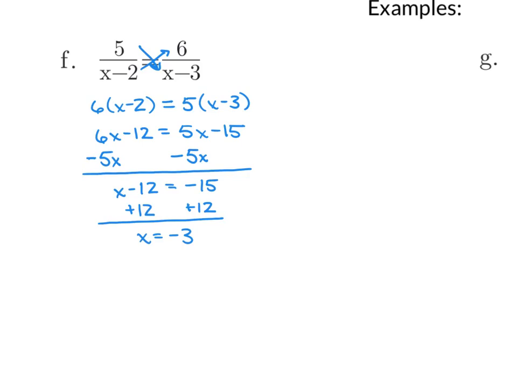All right, check step. Negative 3 minus 2, is it equal to 0? No. What about negative 3 minus 3? Negative 3 minus 3 is actually equal to negative 6 because they have same signs, and so that is not equal to 0 either. So our solution is x equals negative 3.